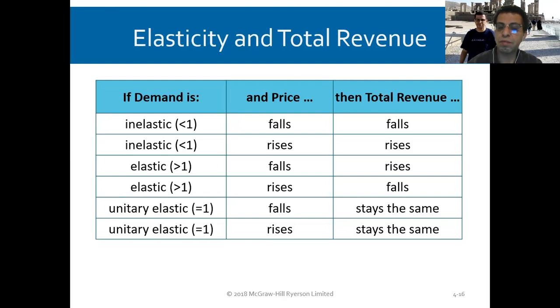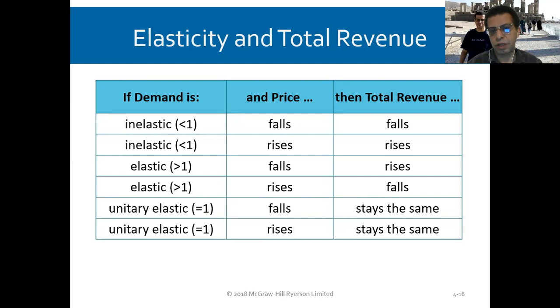If the demand is elastic, so we have four cases here, a rise in the price will end up lowering total revenue, because people react. As you increase the price, people show sensitivity toward it and reduce their purchases, and when you multiply quantity by price, it falls.